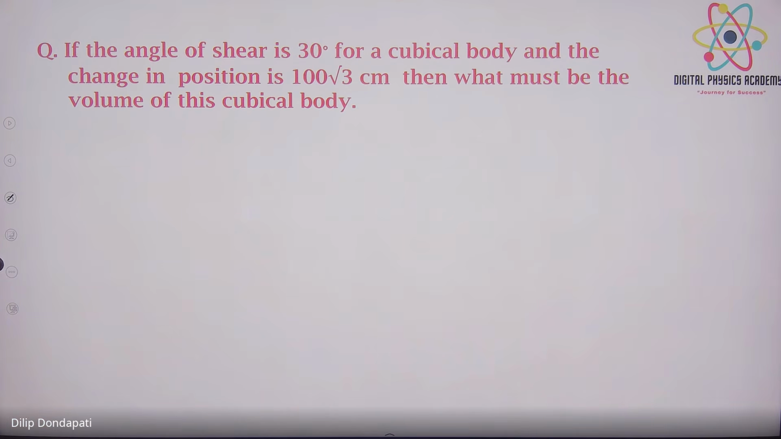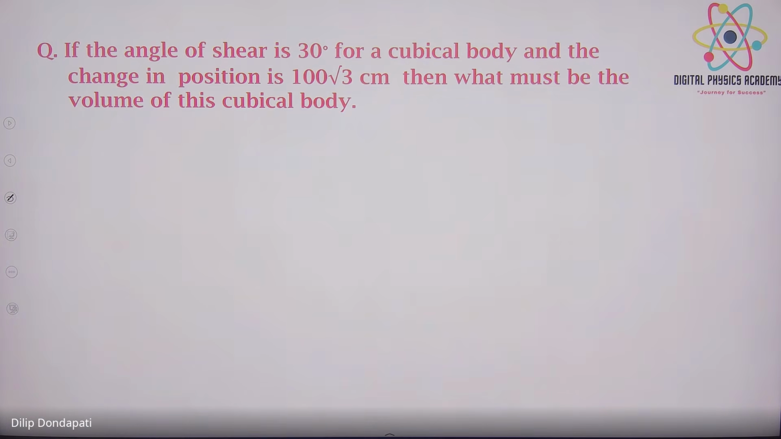Next. If the angle of shear is 30 degrees for the cubical body, the change in position is given as 100 root 3. Then what must be the volume of the cube? After finding L you can find the volume. So L is 300, and 4 by 3 pi into 300 whole cube. Wrong.